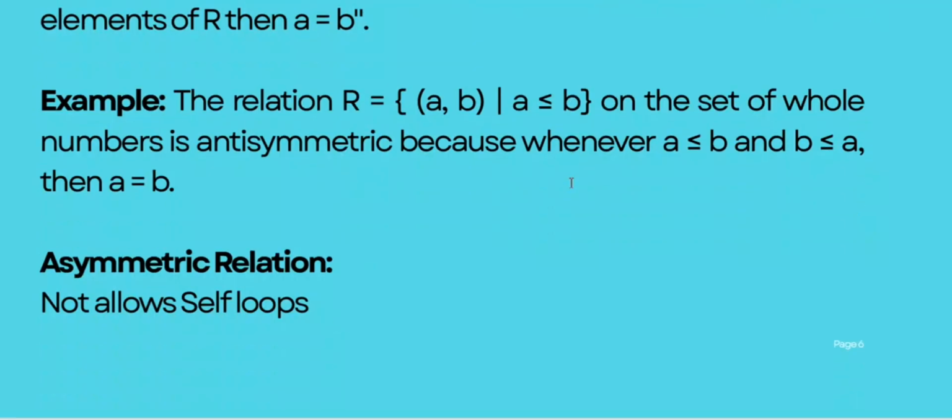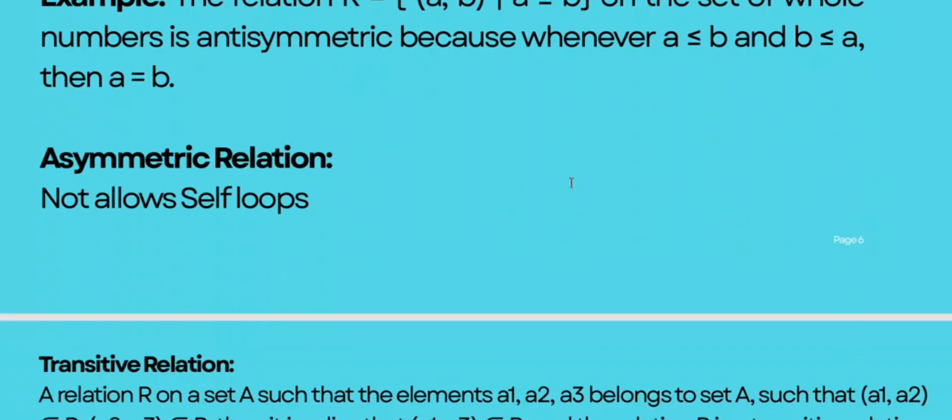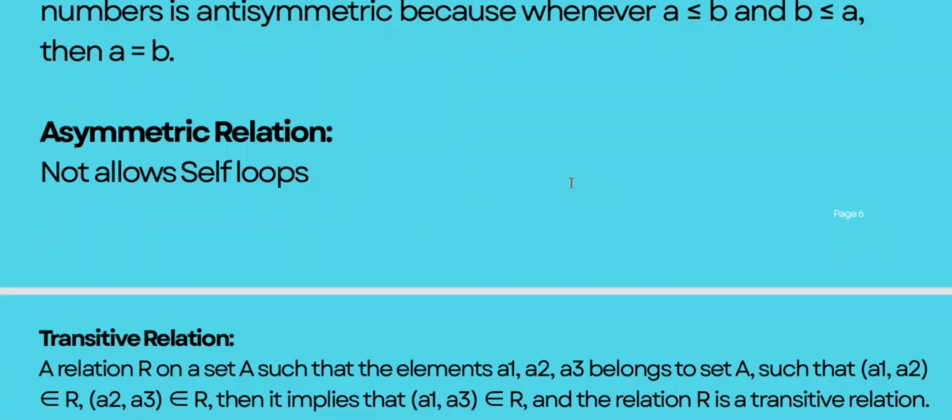Now we will go for asymmetric relationship. So what is called asymmetric? Asymmetric is equivalent to antisymmetric, but with only one condition. See, diagonal pairs are not allowed. Please make a note of it. So asymmetric relation is equal to antisymmetric, and the meaning is that the diagonal pairs are not allowed.